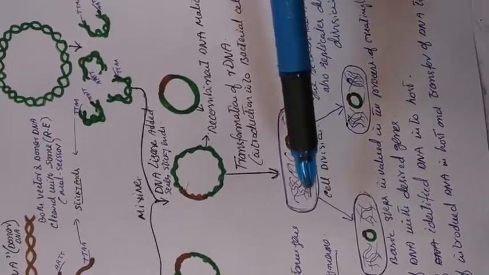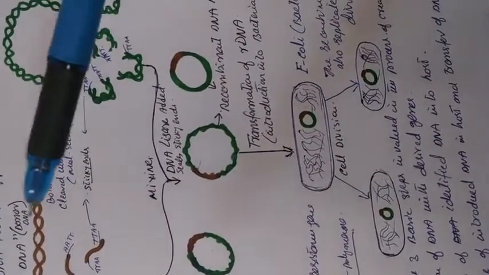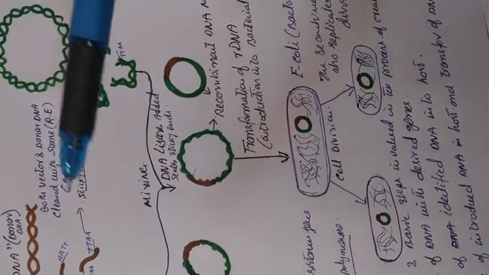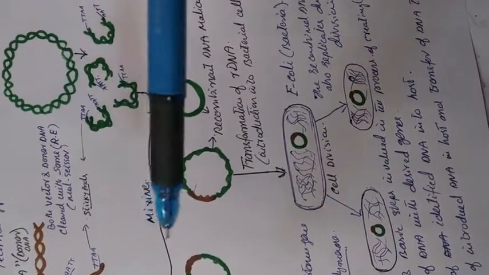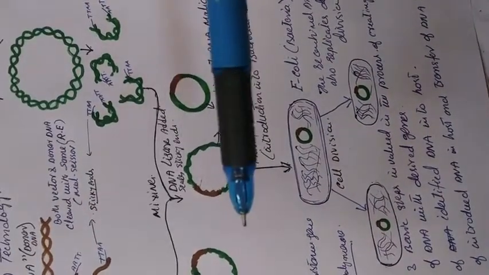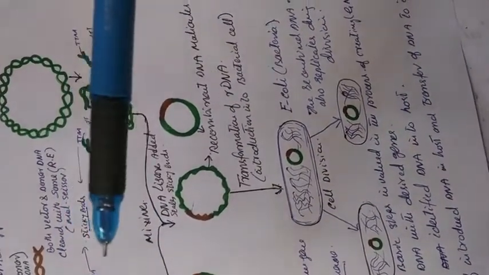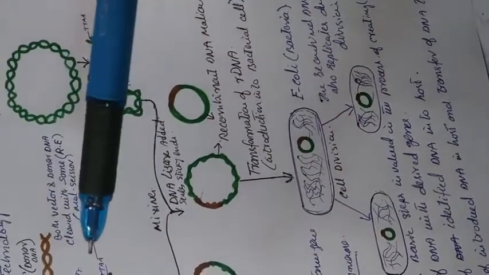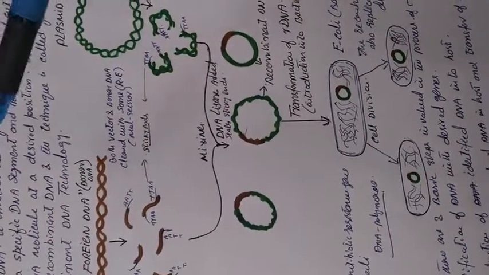These steps include: first, the identification of the DNA with the desired gene. The second step is the introduction of the identified DNA into the host. And thirdly, the maintenance of the introduced DNA in the host and transfer of the DNA to its progeny. Now, this is all about recombinant DNA technology.